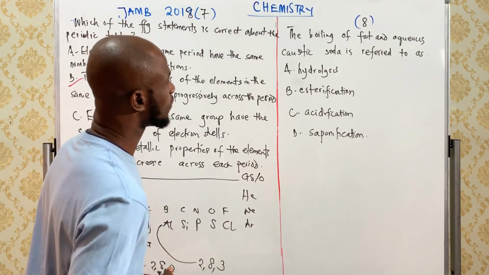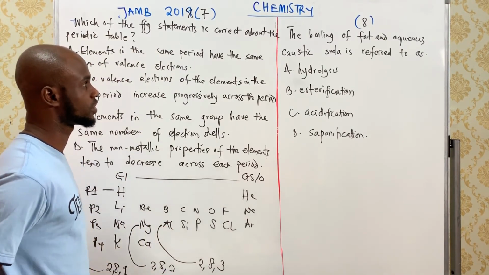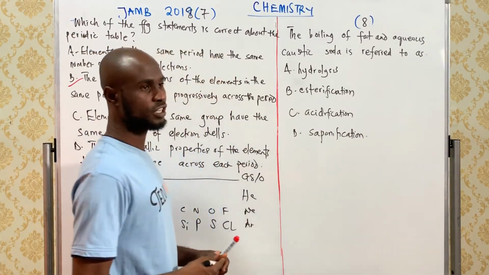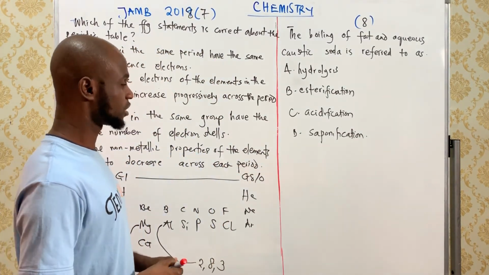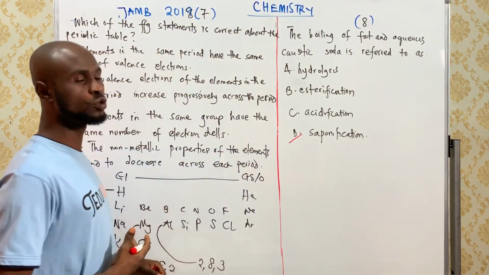Number 8, the boiling of fats with aqueous caustic soda, which is sodium hydroxide, is referred to as A, hydrolysis, B, esterification, C, acidification, and D, saponification. The answer here is saponification. That's the process by which we produce soap.